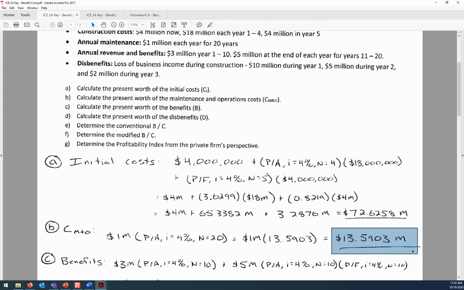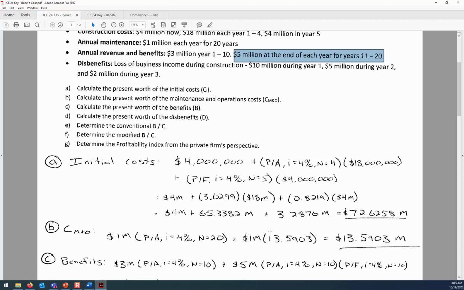Benefits, we are told that there are 3 million a year, years 1 through 10, and then 5 million a year for 11 through 20. So this first one is going to be pretty easy, the 3 million a year for 10 years. We just are going to find P given A for that 3 million a year, and our factor is going to be 4% table, n equals 10. But then the 5 million a year at years 11 through 20, if you think about what that is, that's an annual series that starts in year 11 and goes through year 20. So to get it to time 0, it's going to be a two-step process.